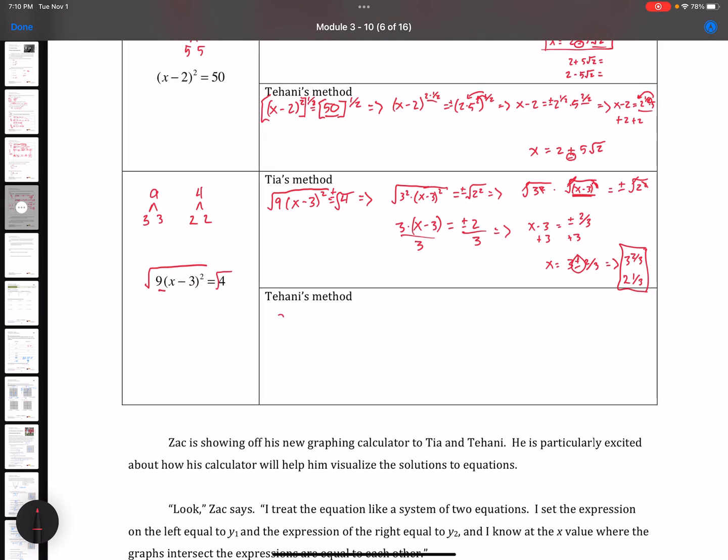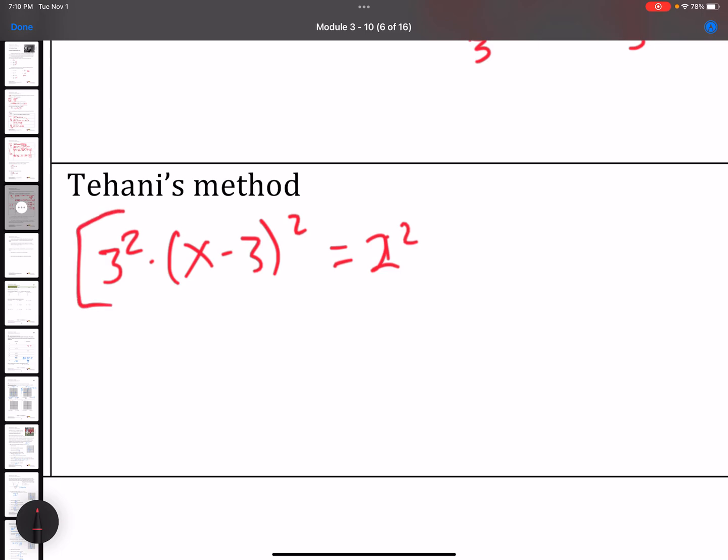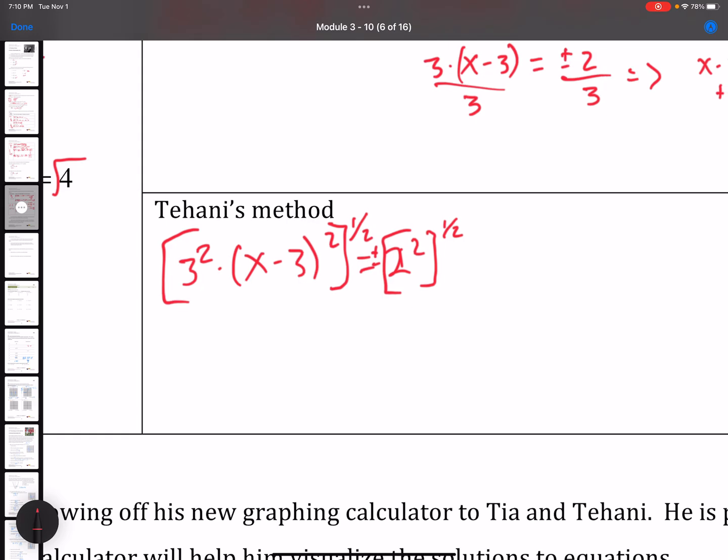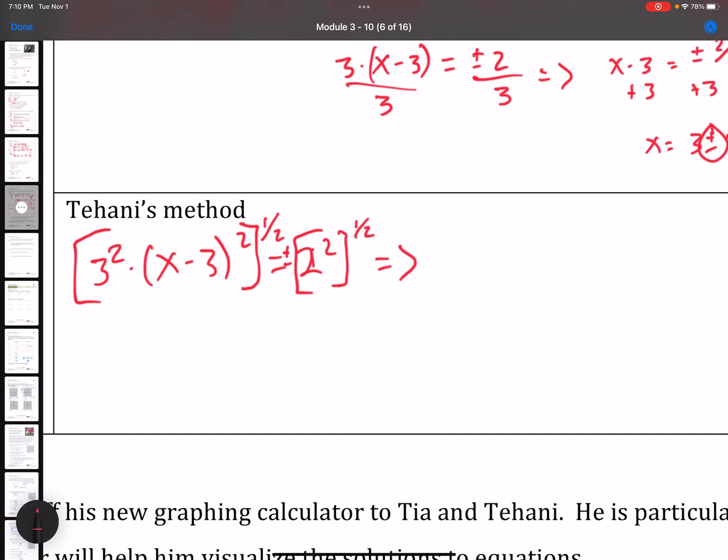Now let's look at Tahani's method. Let me just go ahead and say this is 3 squared times x minus 3 quantity squared is equal to 2 squared. Now Tahani's method, she raises this to the 1/2 power. Now we talked about this in the last one. When you raise to the 1/2 power, just like square rooting, we're going to have to include a plus or minus, okay? Then I can split these all out because over multiplication I can split them out.